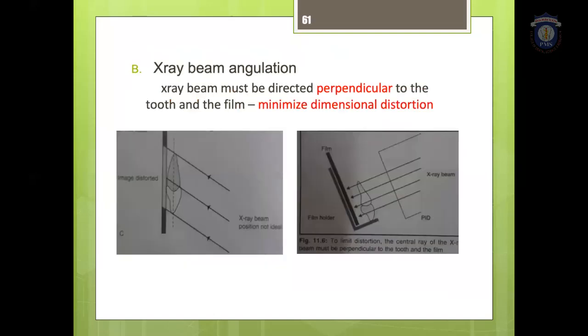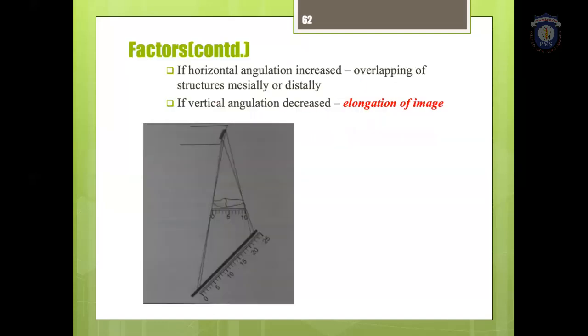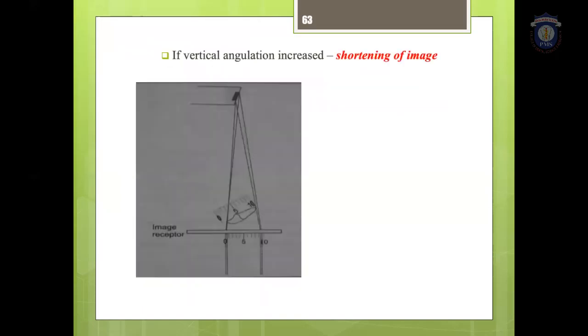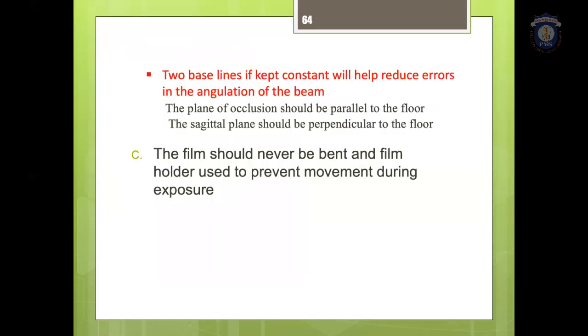X-ray beam angulation. The X-ray beam must be directed perpendicular to the tooth and the film, thus it will minimize the dimensional distortion. If horizontal angulation is increased, there will be overlapping of the structures mesially or distally. If we decrease the vertical angulation, there will be elongation of the image. And if we increase the vertical angulation, there will be shortening of the image.